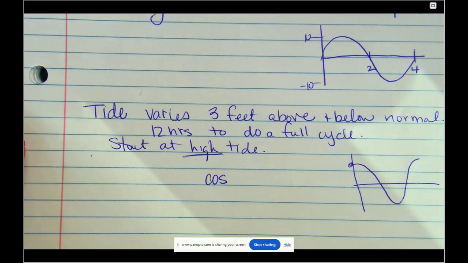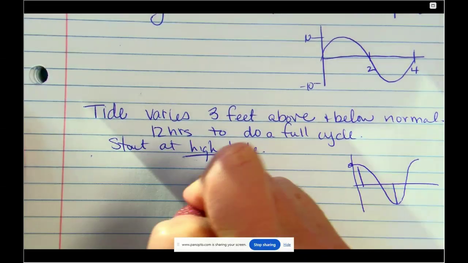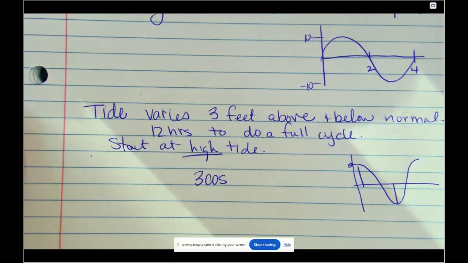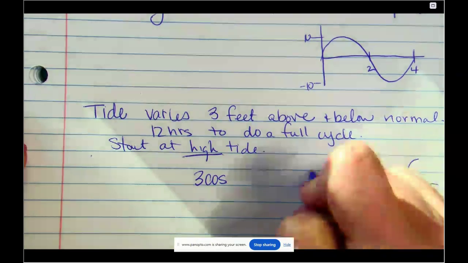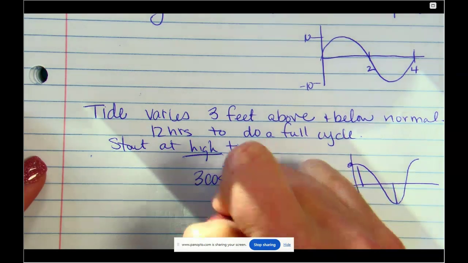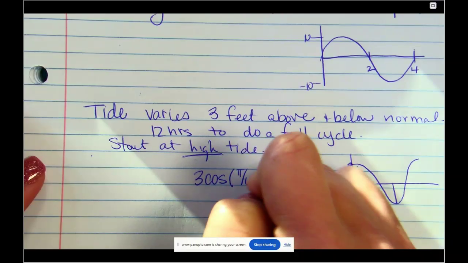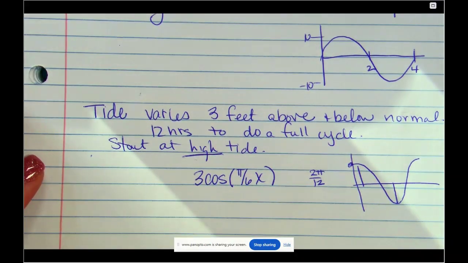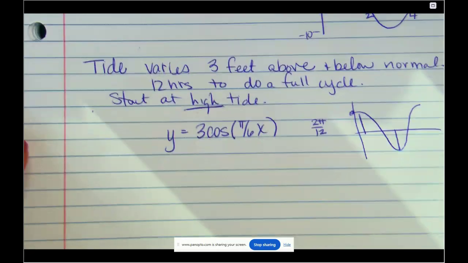What's the amplitude? 3, because you're going 3 feet above and below the normal cycle. And then we do 2 pi divided by 12 to get whatever b is. What's 2 pi divided by 12? Yeah, pi over 6. So pi over 6 times x. Is it reflected? Nope, you're done. Yeah, don't forget to name your function.